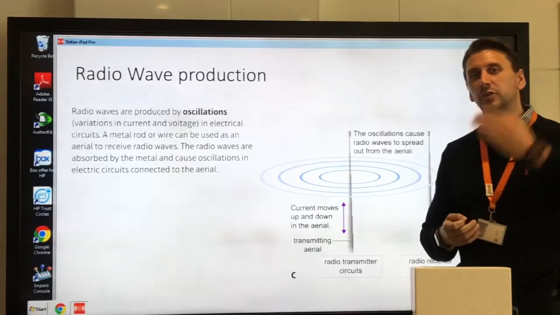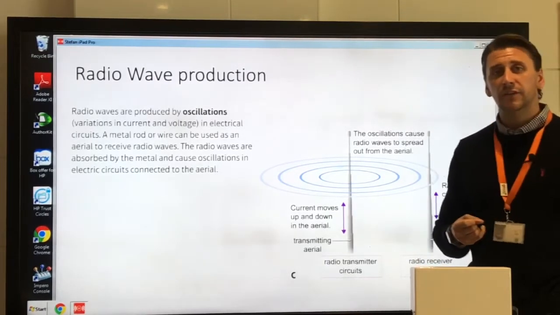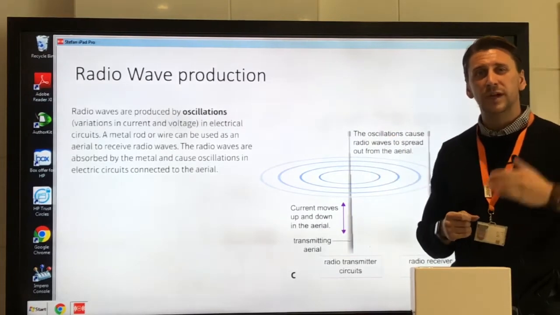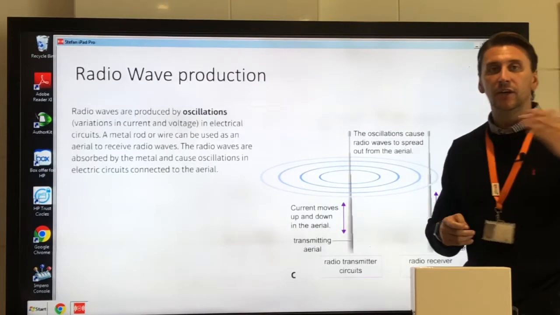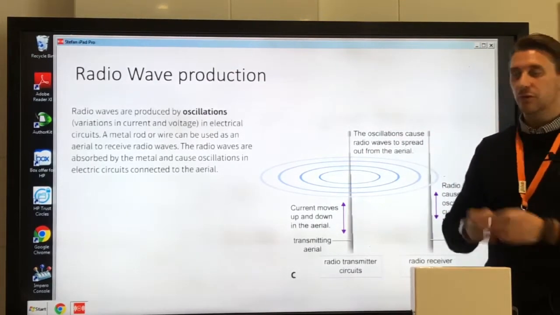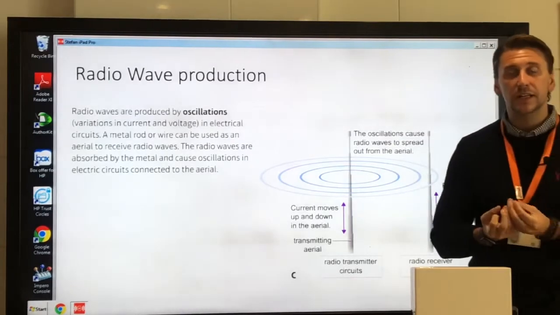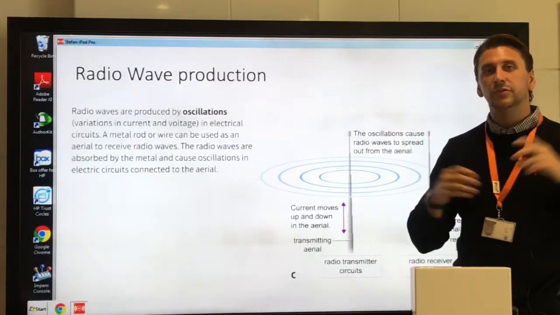So if the electrical current in the circuit is oscillating, which means it's constantly changing direction or vibrating, for example, in waves, every time they oscillate and change their direction, they will produce a radio wave. So radio waves are produced specifically due to the oscillations or variations in electrical circuits.